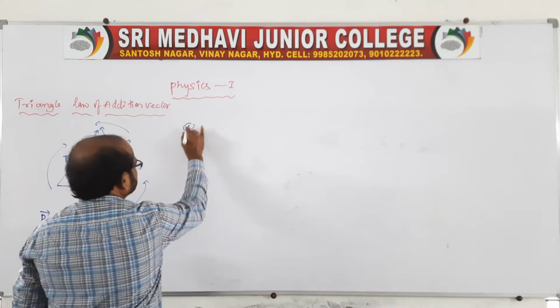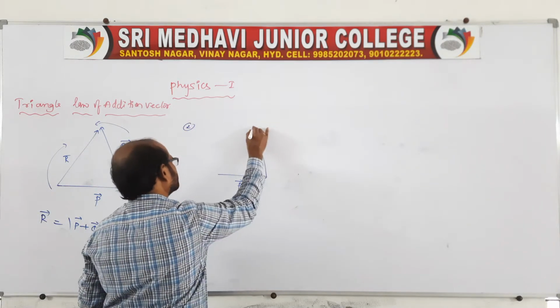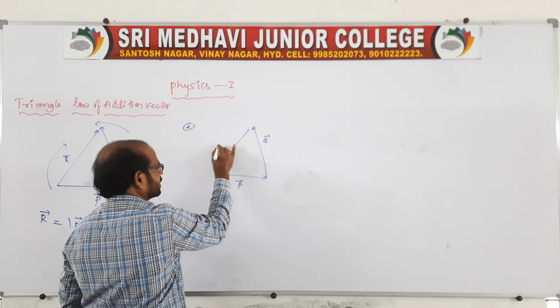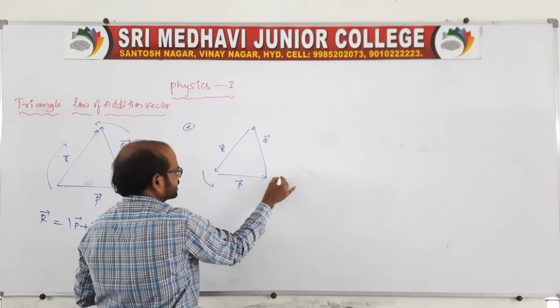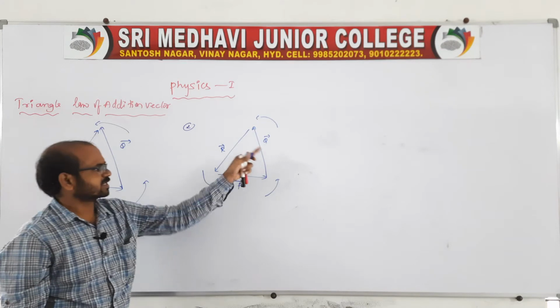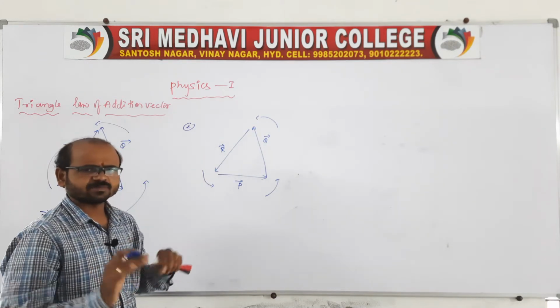Now the second one, the same triangle law only. We say P vector and Q vector, and here the resultant is represented in the same order. See, all vectors are represented in the same order: P vector, Q vector, R vector. These all are represented in the same order. The statement is again the same.